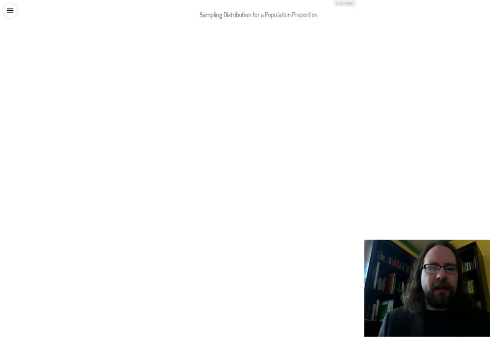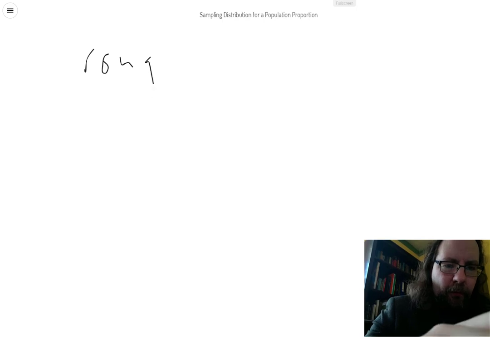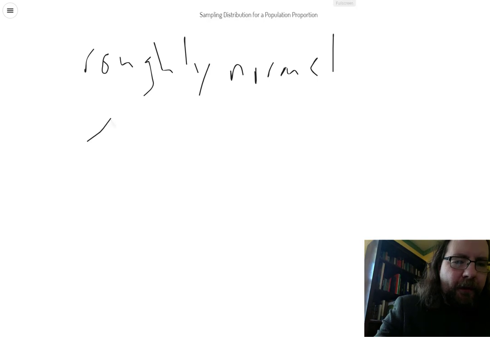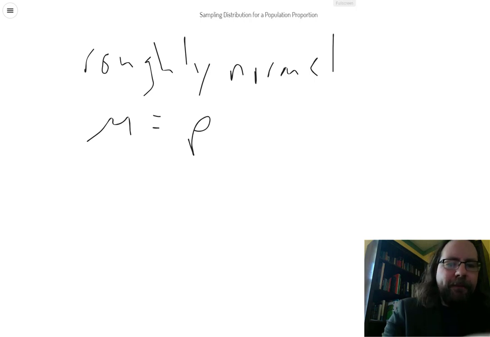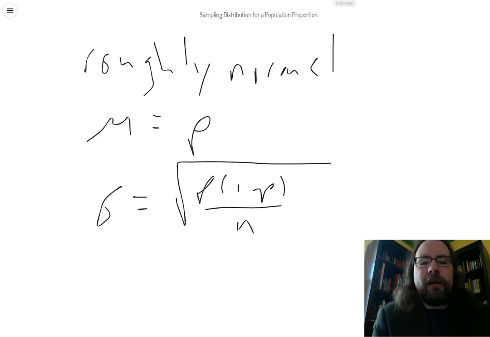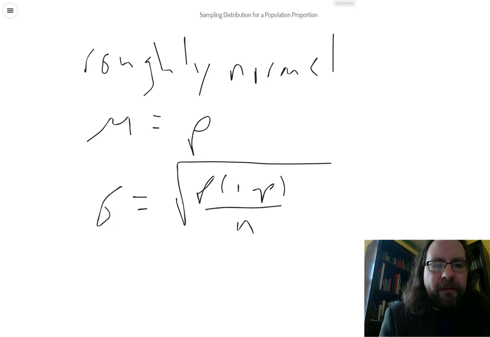So to summarize what we know for a sampling distribution for a population proportion, we know that these distributions are indeed roughly normal. And we know that the mean of these distributions is exactly whatever the population proportion is, which we're going to call p. And the standard deviation of these distributions is the square root of p times 1 minus p all over n, whatever our sample size is when we're taking the proportions. We can use this information to solve problems about population proportions.